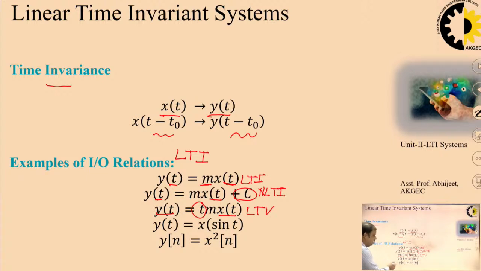The fourth, y(t) is equal to x(sin t), is by default linear time invariant, and it can be proved as well that the shift at input will correspond to the same shift, and superposition and scaling will give the same output. Finally, y[n] equals x squared of n. First of all, this is a discrete time system equation. The y[n] is the discrete time output. The output is squared. The shift will remain, but the system becomes non-linear. It is time invariant but non-linear.